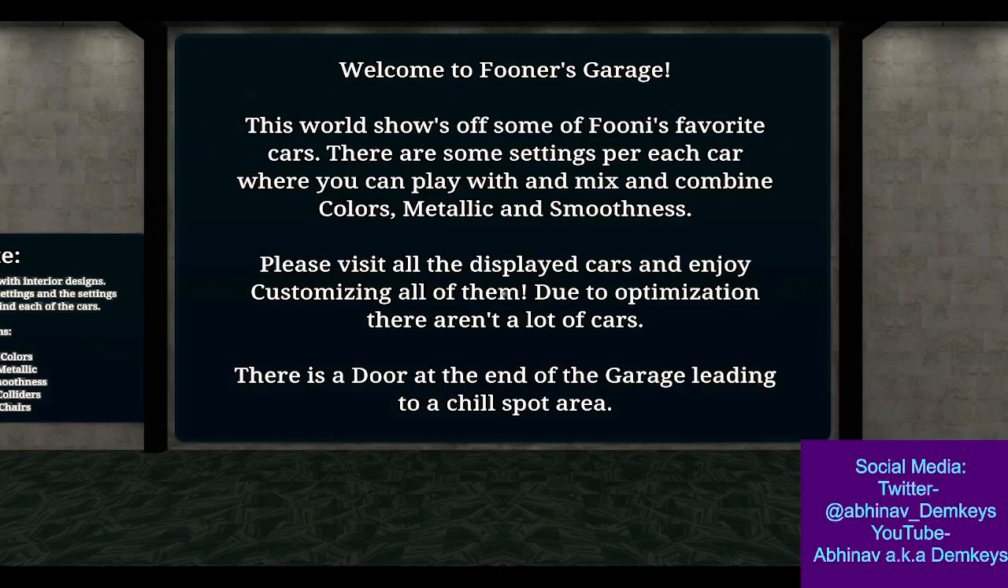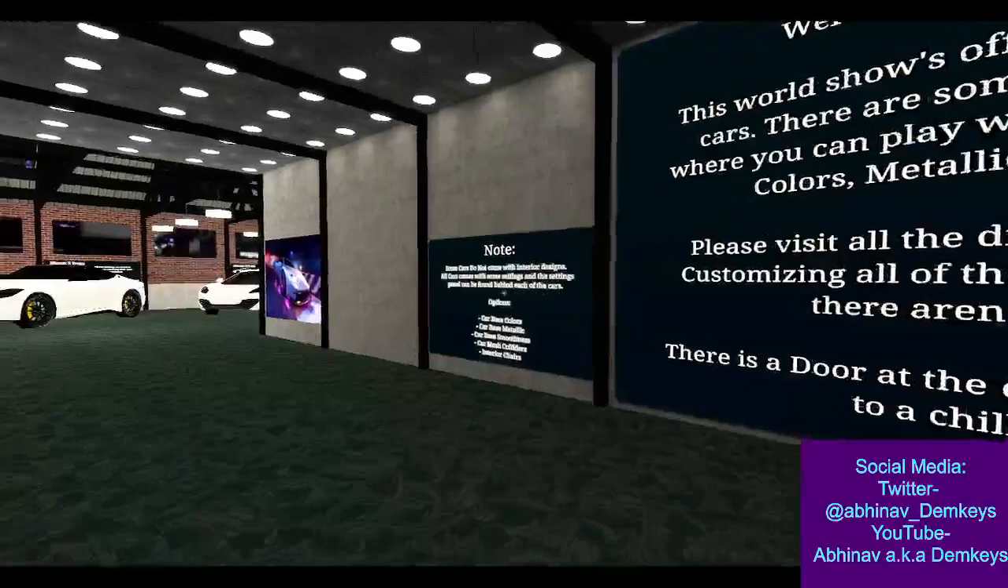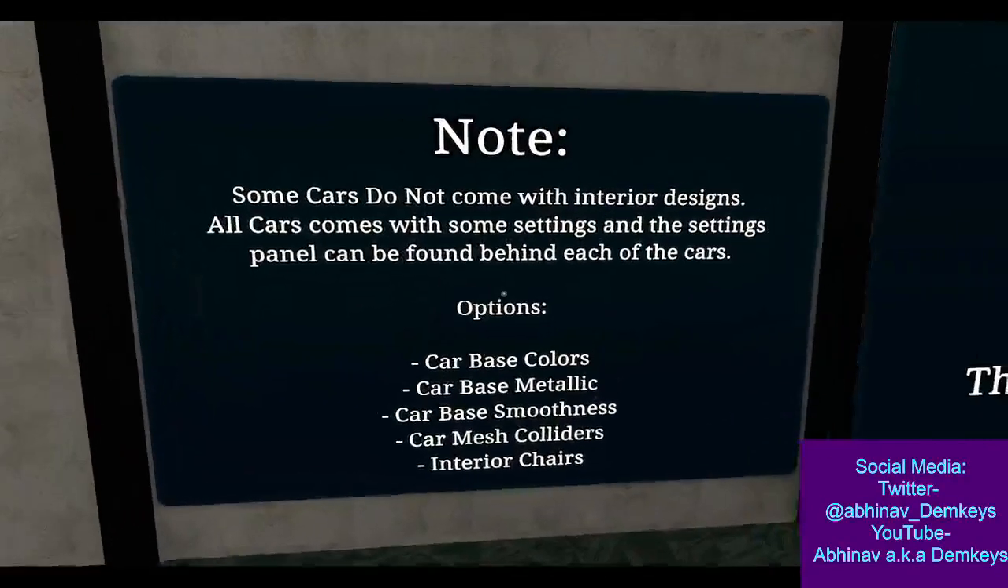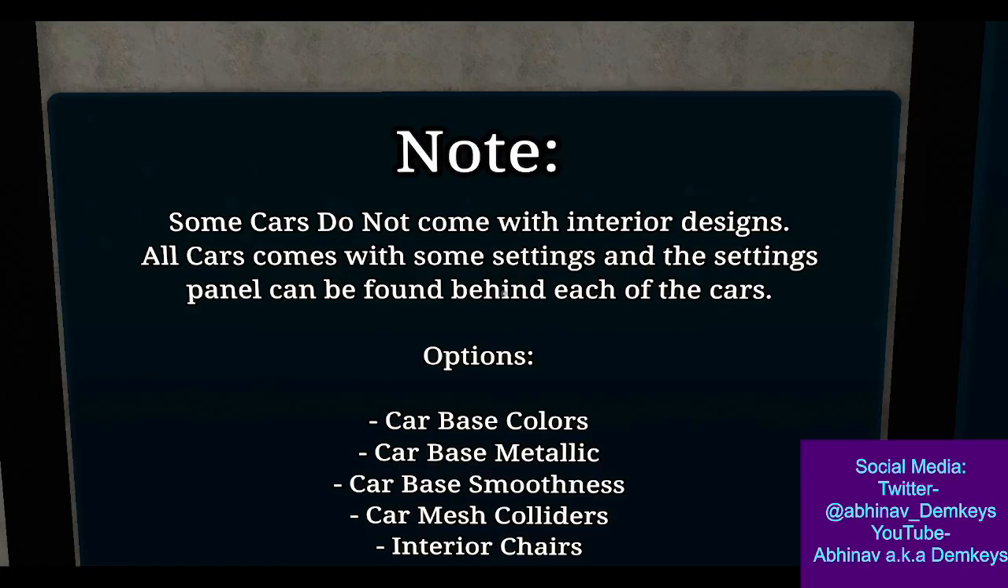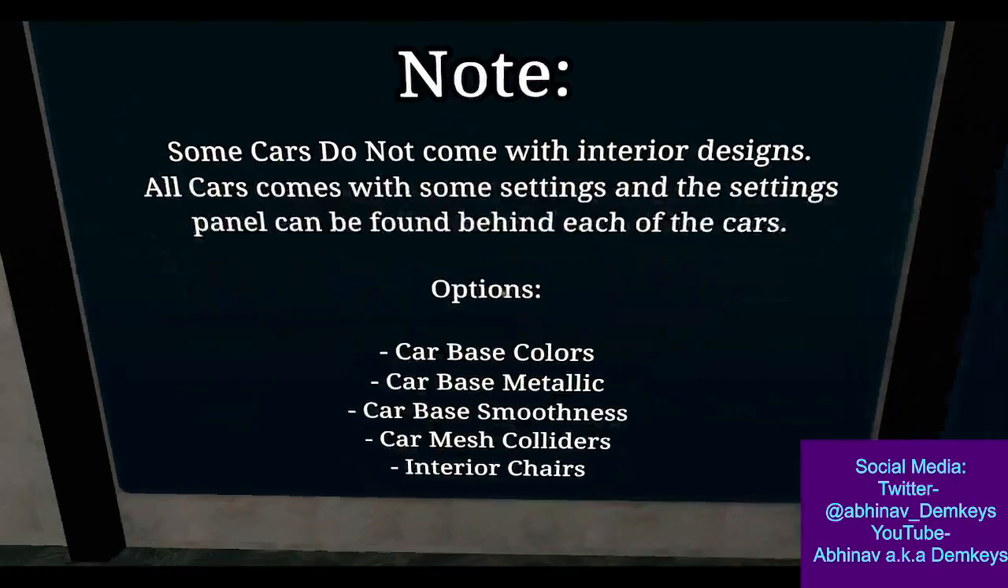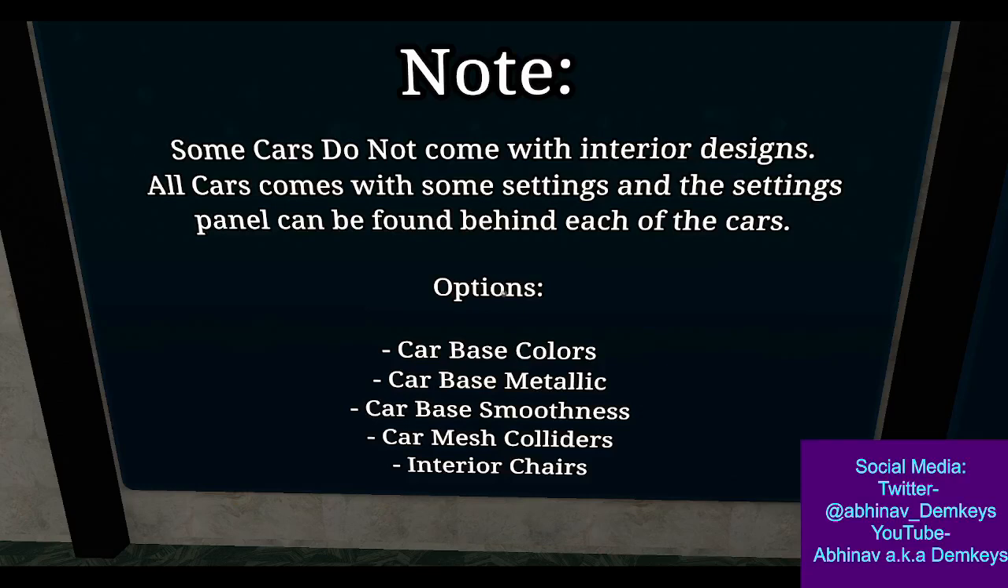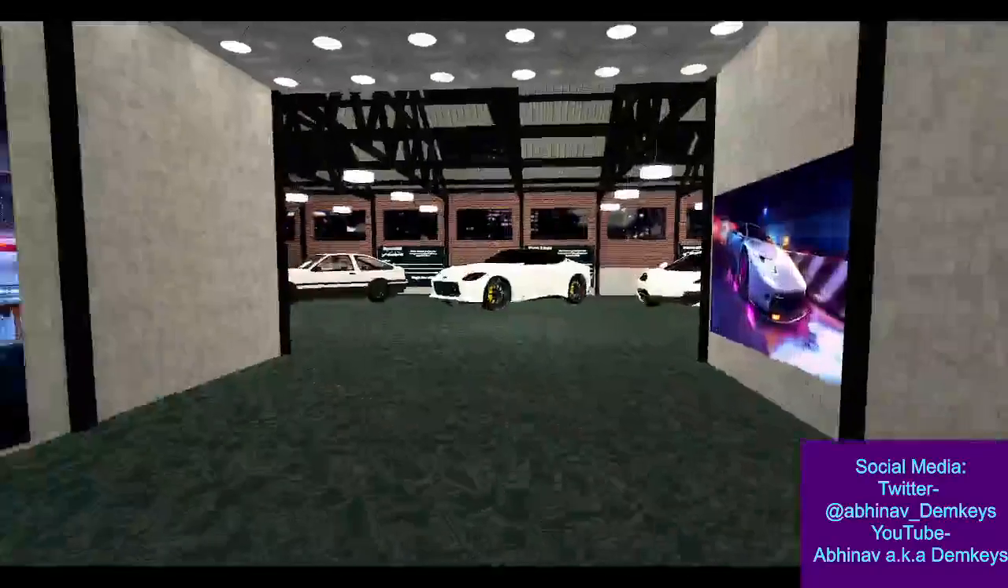Please visit all the displayed cars and enjoy customizing all of them. Due to optimization, there aren't a lot of cars. There is a door at the end of the garage leading to a chill spot area. Note, some cars do not come with interior designs. All cars come with some settings, and the settings panel can be found behind each of the cars. Options: car base color, car base metallic, car base smoothness, car mesh colliders, and interior chairs.